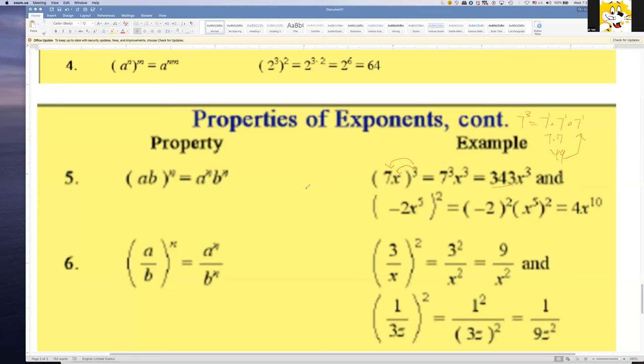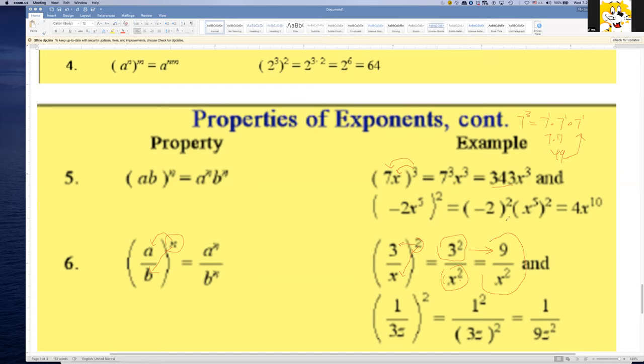Wait, but there's more. Here they're distributing the power to a fraction. So the n goes to the a and the n goes to the b. So the 2 here gets distributed to the 3, and the 2 here gets distributed to the denominator, which is x. So you end up with 3 squared, which is 9, and x squared. You can't do anything with x squared. And you end up with 9 over x squared.